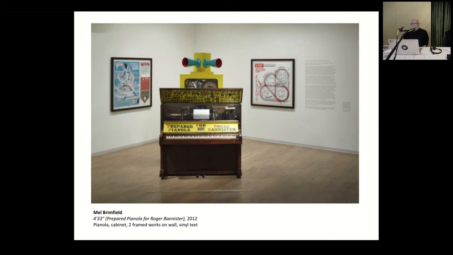So this artwork by British artist Mel Brimfield is a self-playing piano, or pianola. Its title is a direct reference to Cage's most well-known composition, 4'33", which, as you all know, is a so-called silent work. However, Brimfield's pianola has a specially commissioned score that is supposedly based on the footfall of athletes from the 1952 Helsinki Olympics. The work itself has an incredible presence. It is really a performer, and I guess to some extent you will see that if you come to visit the exhibition.